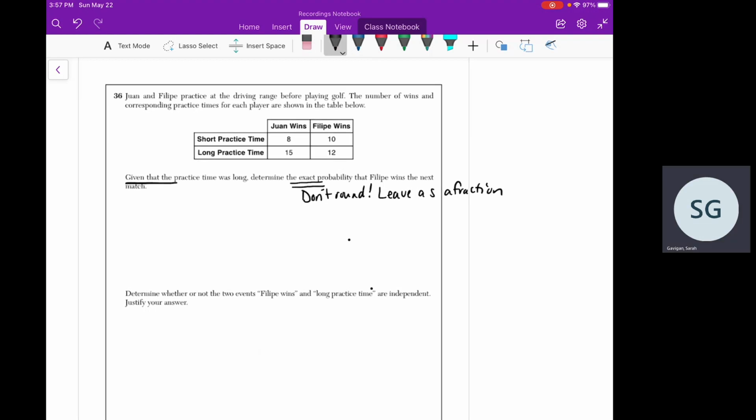Now it says, given that the practice time was long. There we go. Determine the exact probability that Felipe wins. Okay, so we want to find the probability that Felipe wins given it was a long practice. They just said the given word first. That formula for given is the probability of F given L is P(F and L) over P(L). All right, so let's look at our chart here. F and L, Felipe and long practice. Felipe and long practice is 12.